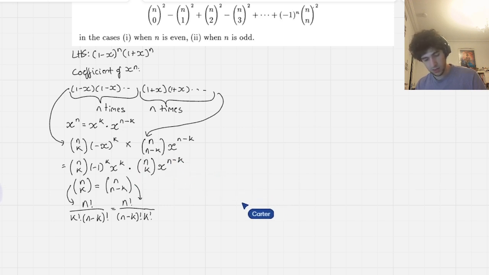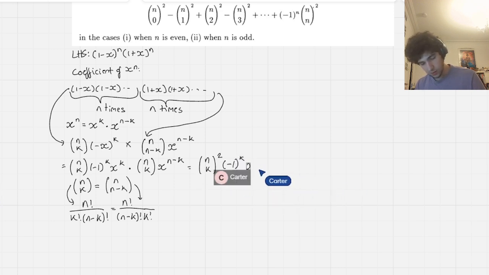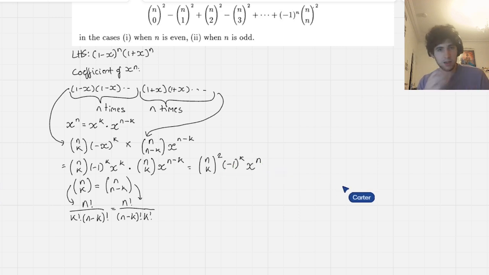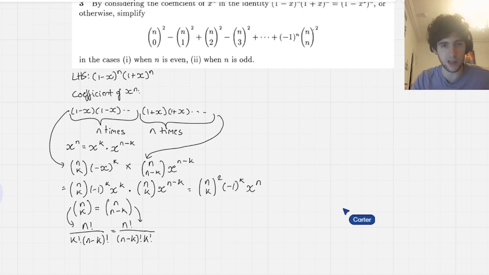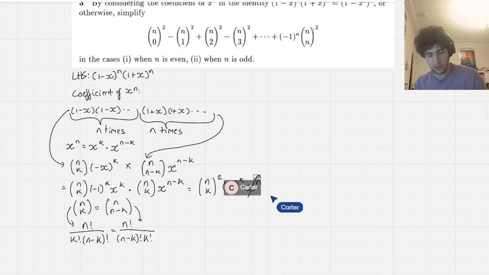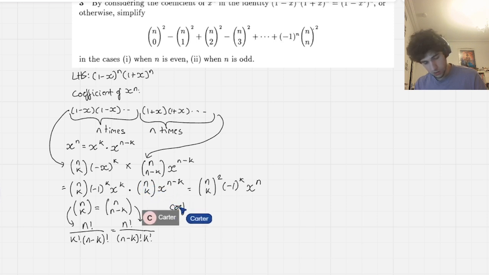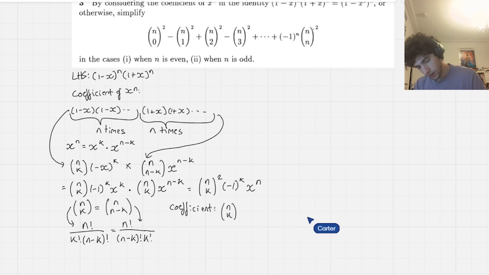So what does this end up giving me? Well, it ends up giving me n choose k squared multiplied by minus 1 to the k x to the n, right? But again, we're asked to consider the coefficient. In the initial question, it says consider the coefficient of x to the n. So we just disregard this x to the n, right? The variable doesn't matter. So the coefficient we care about is n choose k all squared multiplied by minus 1 to the k.